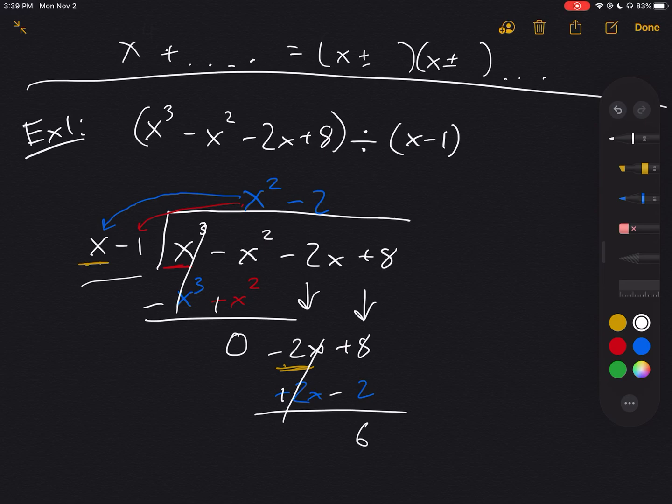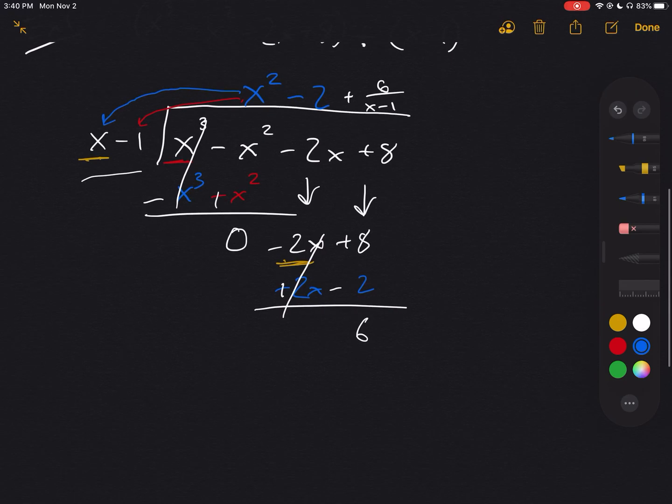I don't know if you recall remainders, right? But 6 will be our remainder, so we have it left over. And so what we do is we take our remainder, which is 6, and we divide it by x minus 1, right? So my solution, what I ended up with, was x squared minus 2 plus 6 over x minus 1.